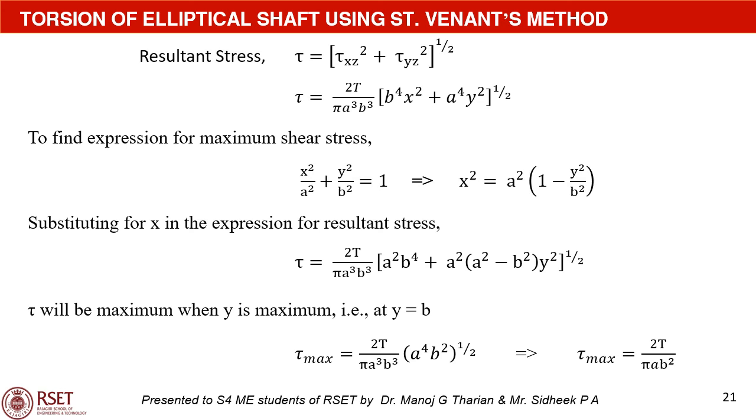The resultant shear stress tau will be maximum when y is maximum, that is at y is equal to b. That is, the maximum shear stress tau max is equal to 2T divided by pi a cube b cube into a raised to 4 into b square whole raised to half, which gives the maximum shear stress tau max is equal to 2T divided by pi a b square.